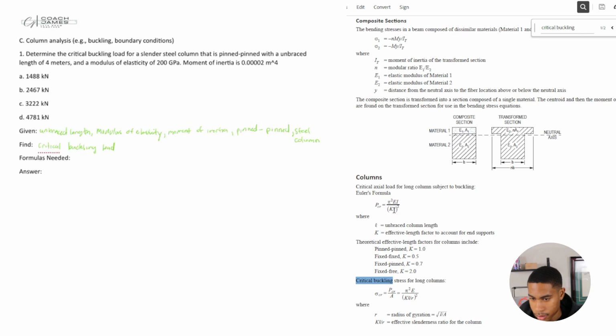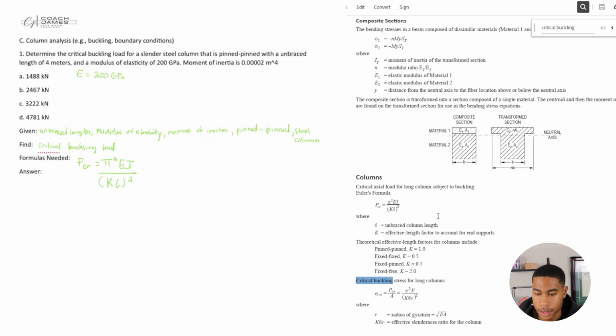All right, what's this little L symbol? Okay, L is the unbraced column length. Well, our unbraced column length is 4, right? So it looks like we have all the information that we need. What I'll do is I'll just write this out again. So we'll say the formula needed is PCR is equal to pi squared EI over (KL) squared. Okay, so E is equal to 200 GPa.